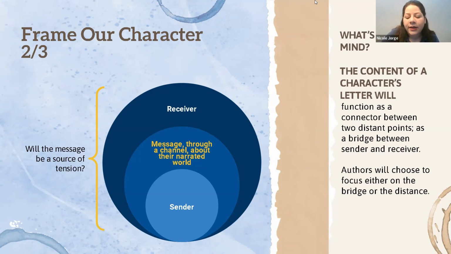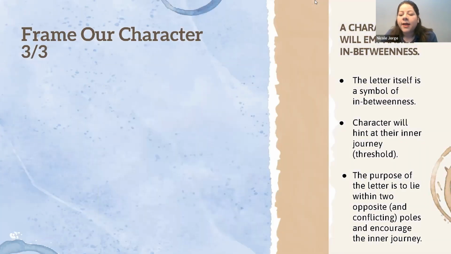Which then brings us to the third layer of intentionality. And I think it's my favorite one. The characters' letters will emphasize in-betweenness. And I love this because as storytellers, we love to know that there is a beginning and there is an ending, but then there's the murky middle and everything happens there.